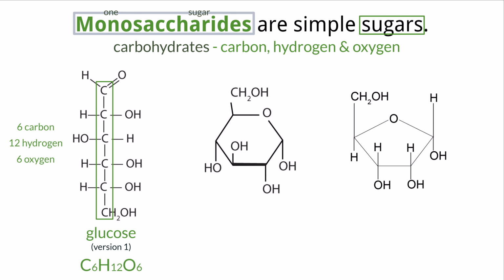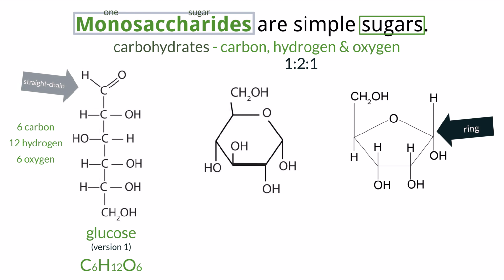C6H12O6. Now, the ratio rule for carbohydrates is that for every carbon you have, there are the same amount of oxygen atoms and twice as many hydrogen atoms. So we can say the ratio is 1 to 2 to 1 with carbon, hydrogen, and oxygen. Monosaccharides can come in two shapes, which we call ring structures and straight chain form.